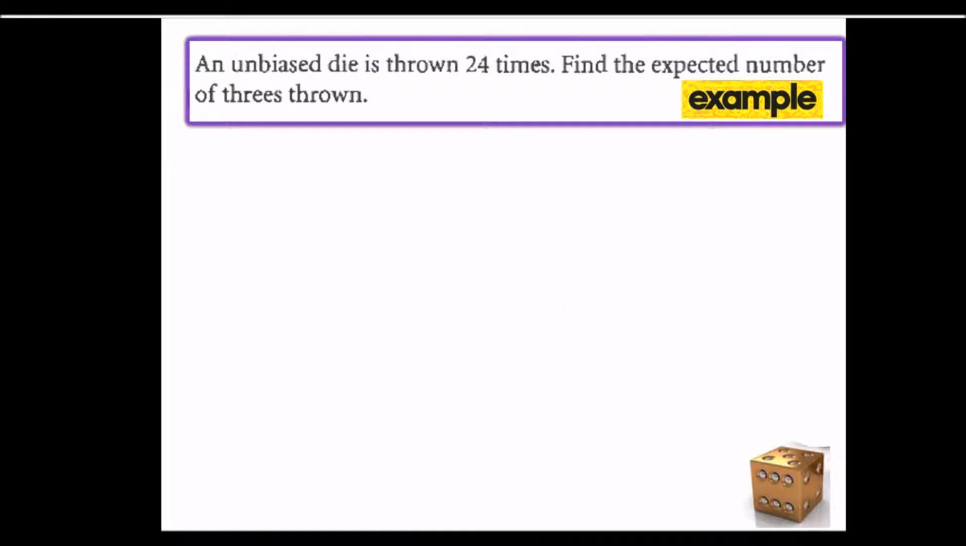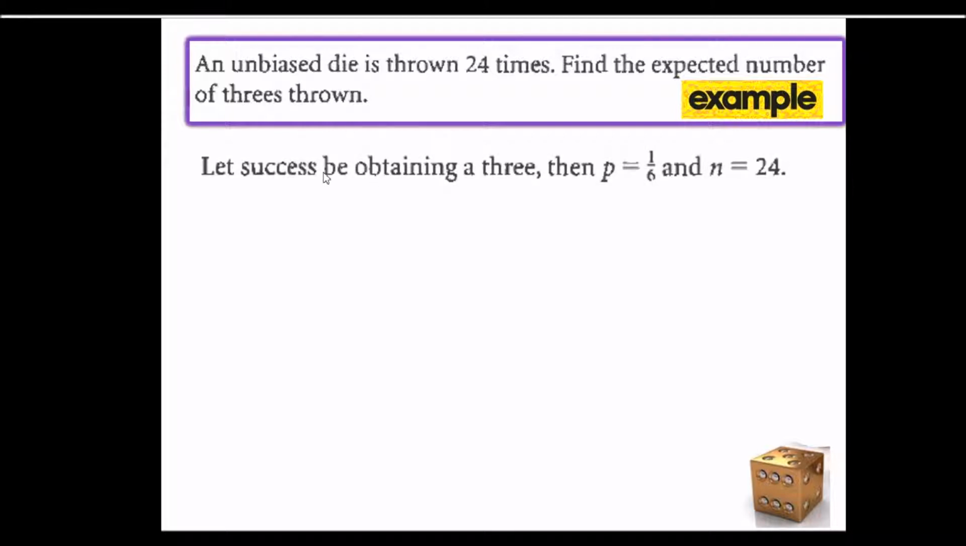An unbiased die is thrown 24 times. So what does n equal? That's right, n equals 24. Find the expected number of 3s shown. So what's the probability of getting a 3? Let success be defined as obtaining a 3. In that case, p equals 1/6, and n is 24 because it happened 24 times.